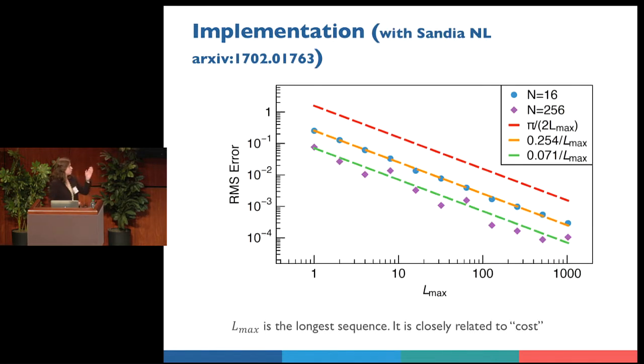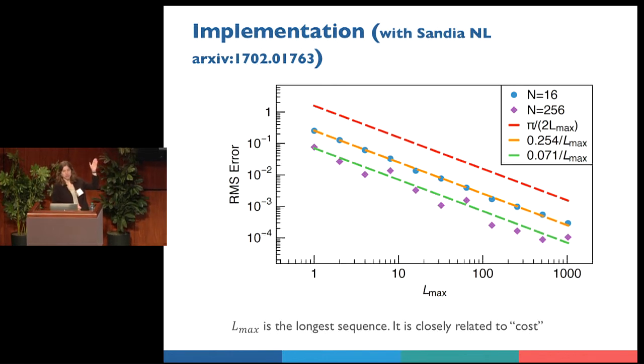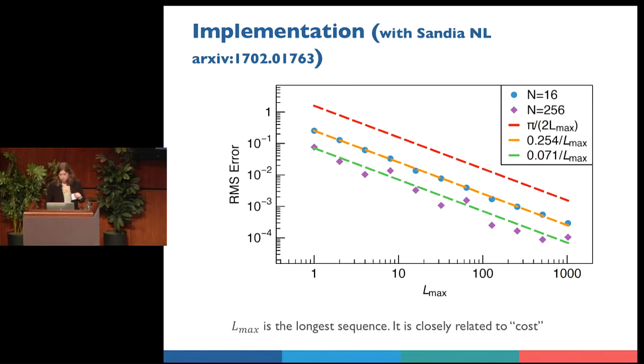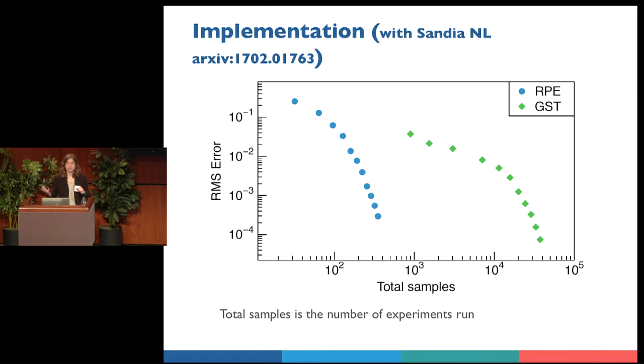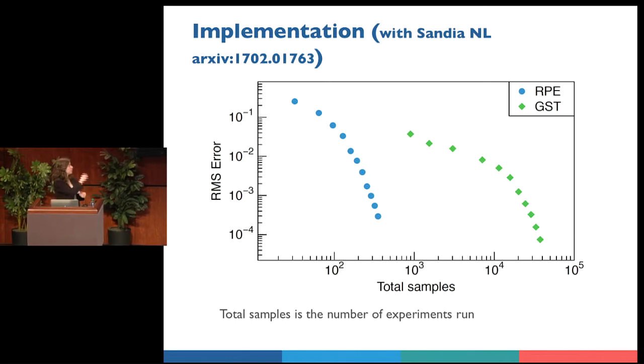What this is trying to show you is that we do see that Heisenberg scaling. The dotted lines are what we would expect from Heisenberg-like scaling in our estimate, where the error is decreasing as the number of operations increases. Also, we compared to gate set tomography, which was the Sandia outsourced procedure, which I said was not very efficient. This shows that if you want to get the same accuracy from robust phase estimation, the blue dots, versus gate set tomography, the green dots, you can take many fewer samples. To get, you know, 10 to the minus third error in your estimate, you can take orders of magnitude fewer samples using robust phase estimation than gate set tomography.